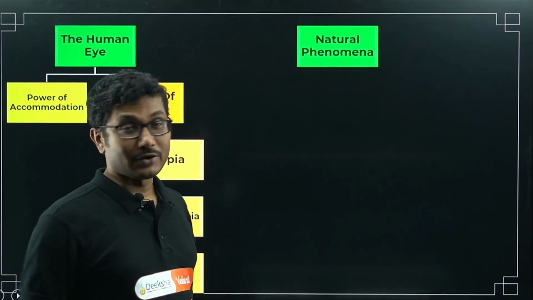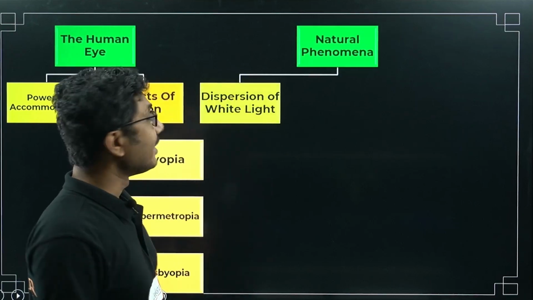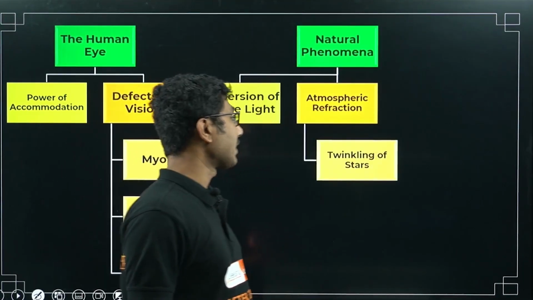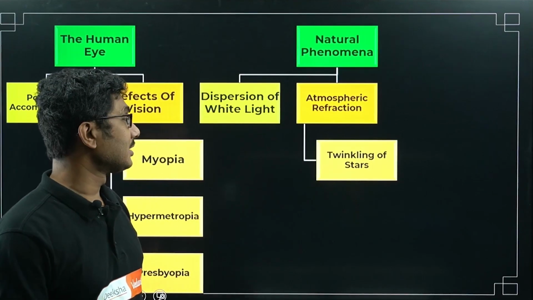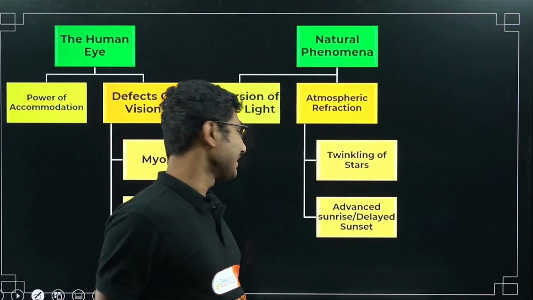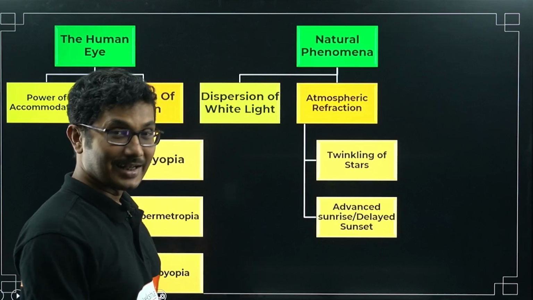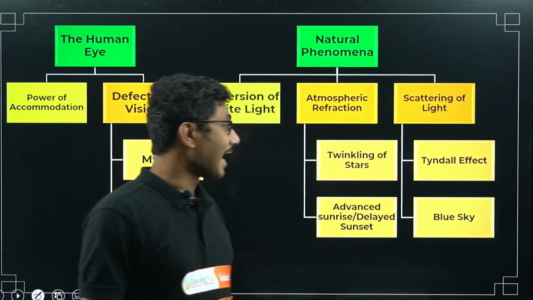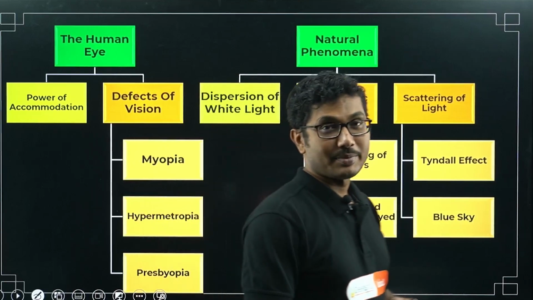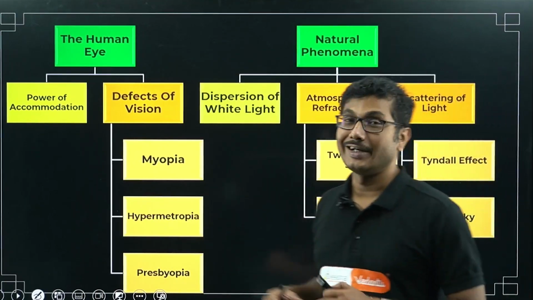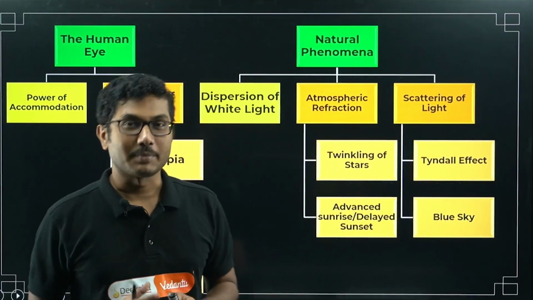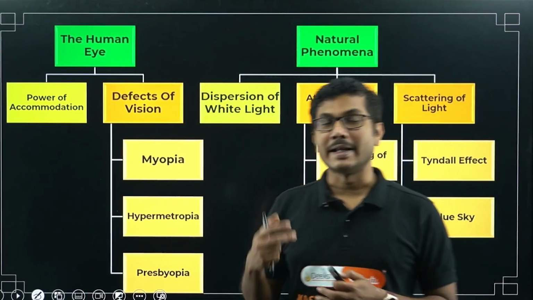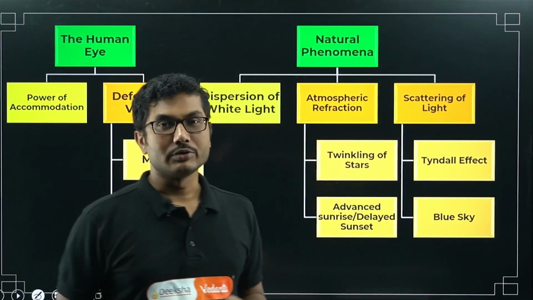Then we have natural phenomena. In the natural phenomena we have dispersion of white light, then we have atmospheric refraction. In atmospheric refraction we have twinkling of stars, twinkle twinkle little stars, right, advanced sunrise and delayed sunset. Then we have scattering of light, Tyndall effect, and blue sky, why the sky appears blue. So the whole chapter we will cover quickly. Then tomorrow will be your test, and Monday I will do the PYQs from this chapter.